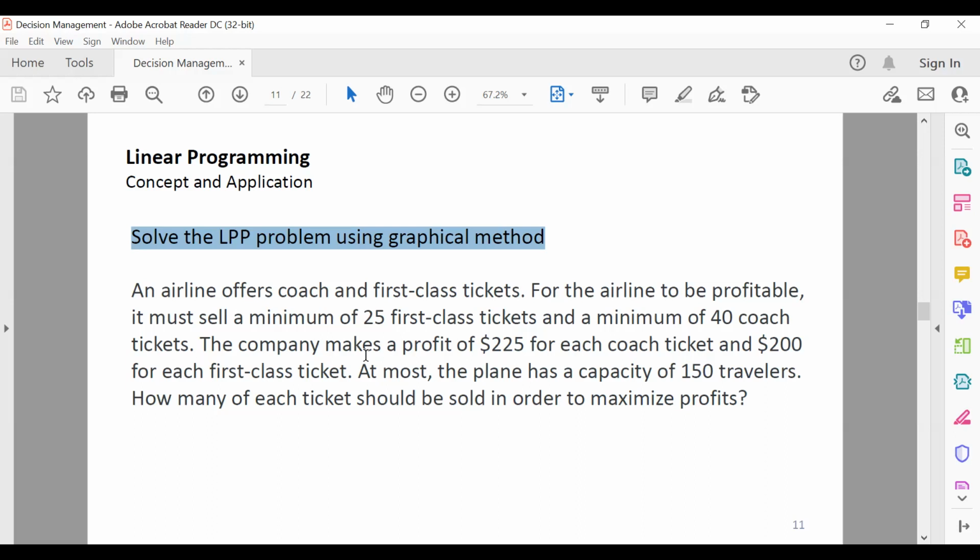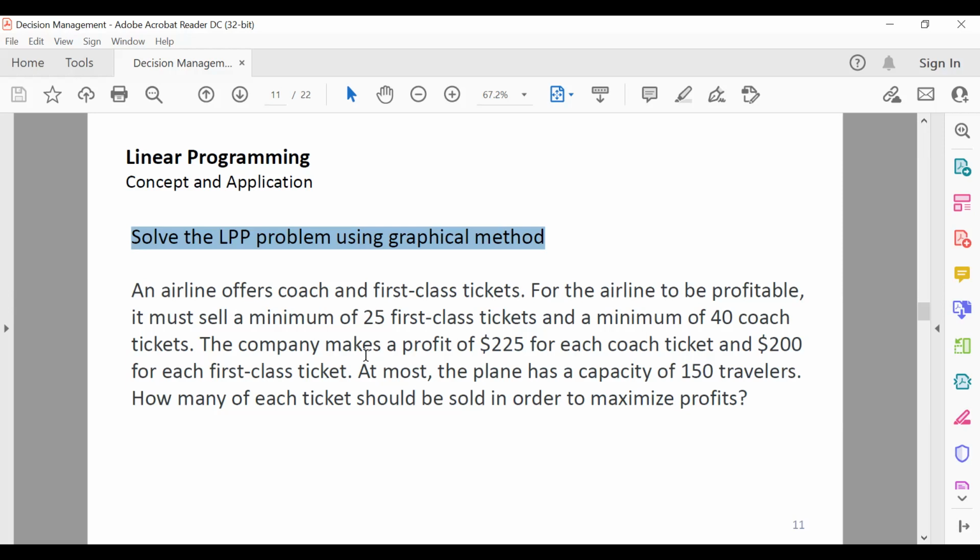As I said, you cannot do less than 25, because the question itself says minimum of 25. By that only you should be able to connect that this is a constraint. Second, it says and a minimum of 40 coach tickets. Is this an objective or a constraint? Again constraint. You cannot do less than 40 coach tickets. So it's a constraint.